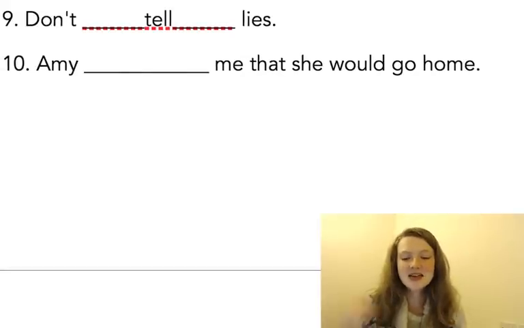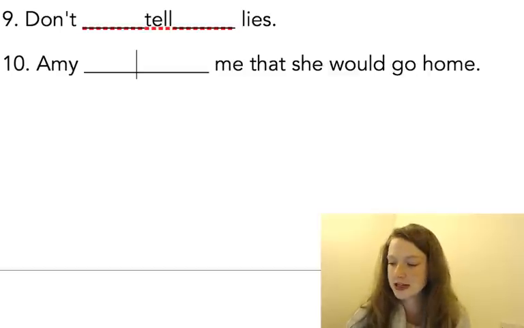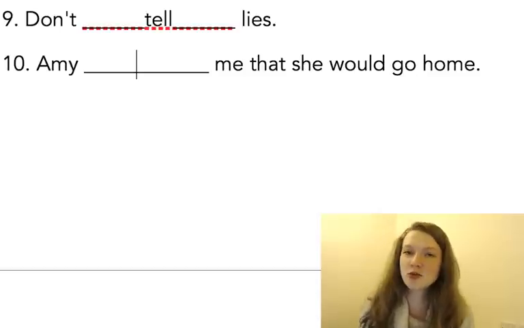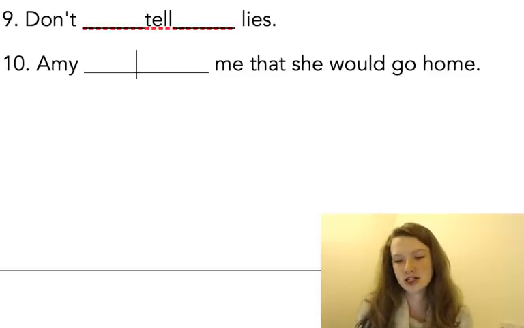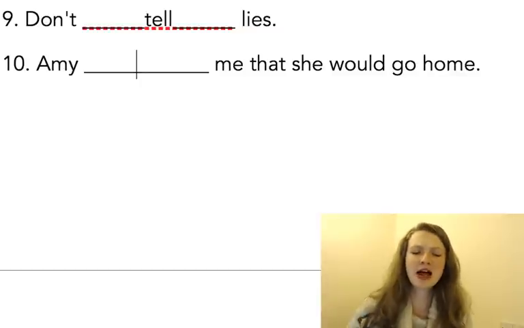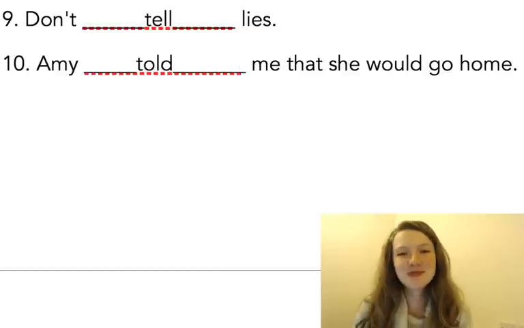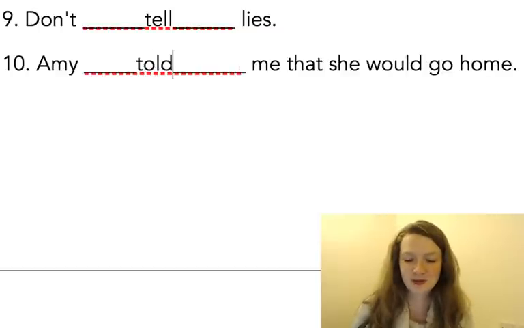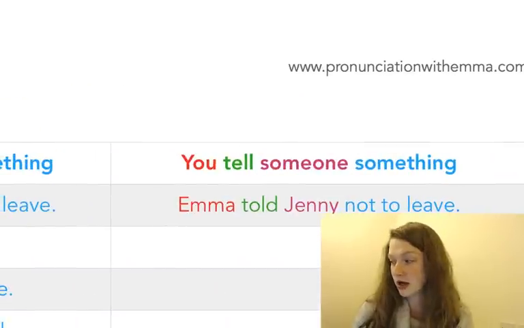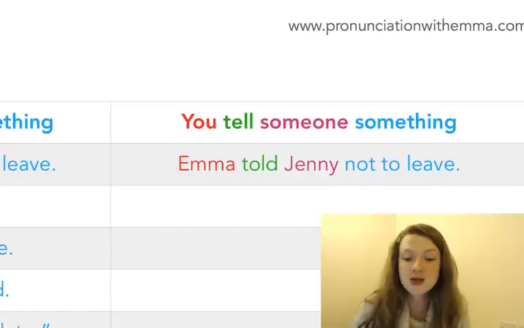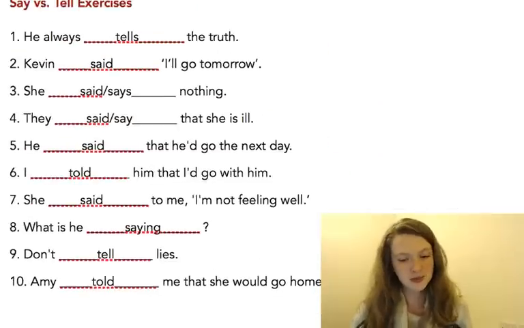Okay, so Amy blank me that she would go home. What do we think? Amy blank me that she would go home. What do we think? People have got it straight away. Amy told me that she would go home. Fantastic. Because remember the structure? To tell someone something. Okay? So Amy told me that she would go home.